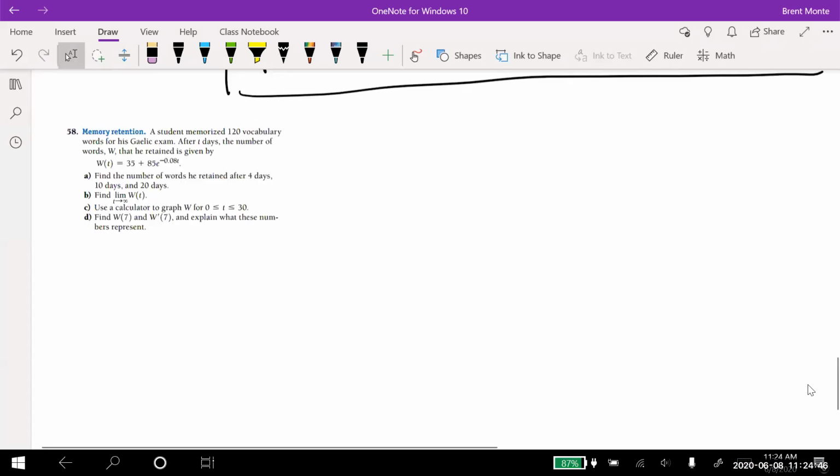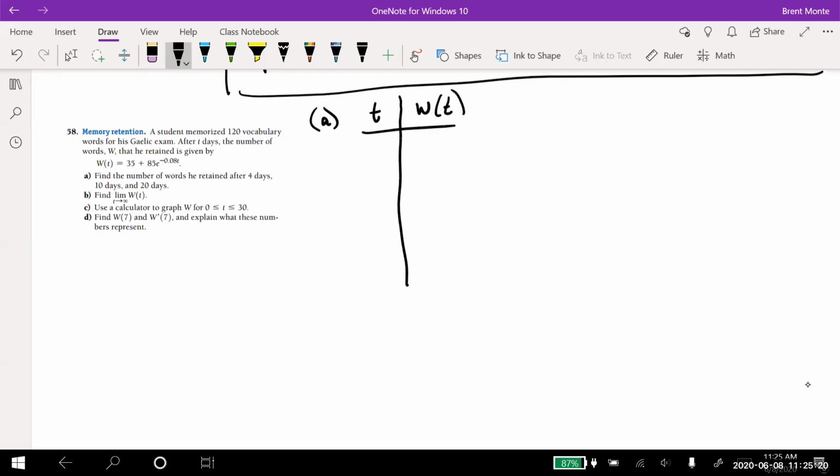All right, so 58, memory retention. A student memorized 120 vocabulary words for his Gaelic exam. After t days, the number of words W that he retained is given by, and they give us the formula. And it asks us a few things. Find the number of words he retained after 4, 10, and 20 days. And then we'll get to the next parts. But for part A, so we've got t and we've got W of t. So the number of words that he still has retained after a certain amount of days. And they ask us for a couple of these.